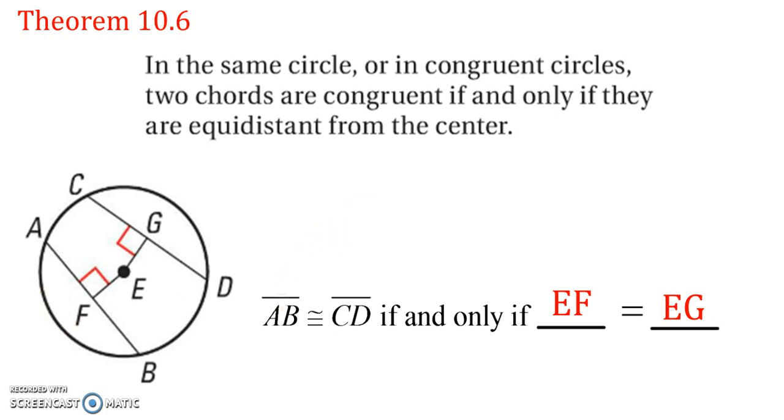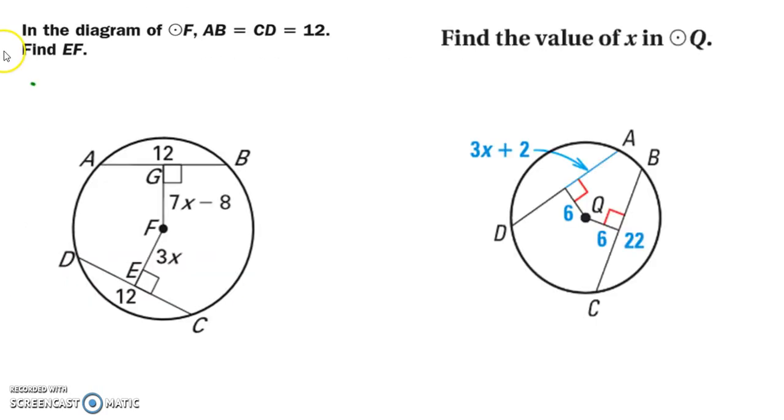So an example of what I could ask looks like this. I tell you that AB is 12, I tell you DC is 12. That tells me that I can then set 7x minus 8 equal to 3x, and negative 8 equals negative 4x, and x is 2.